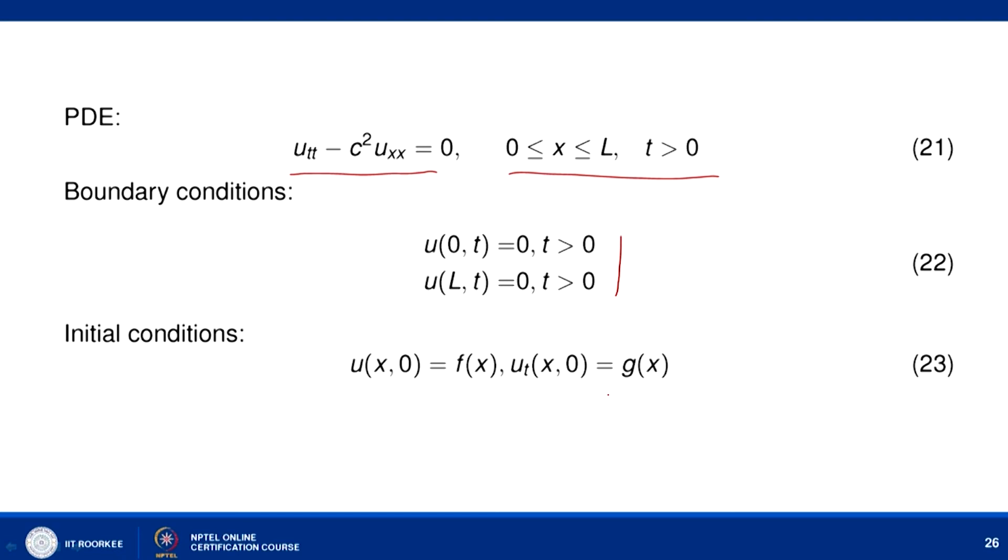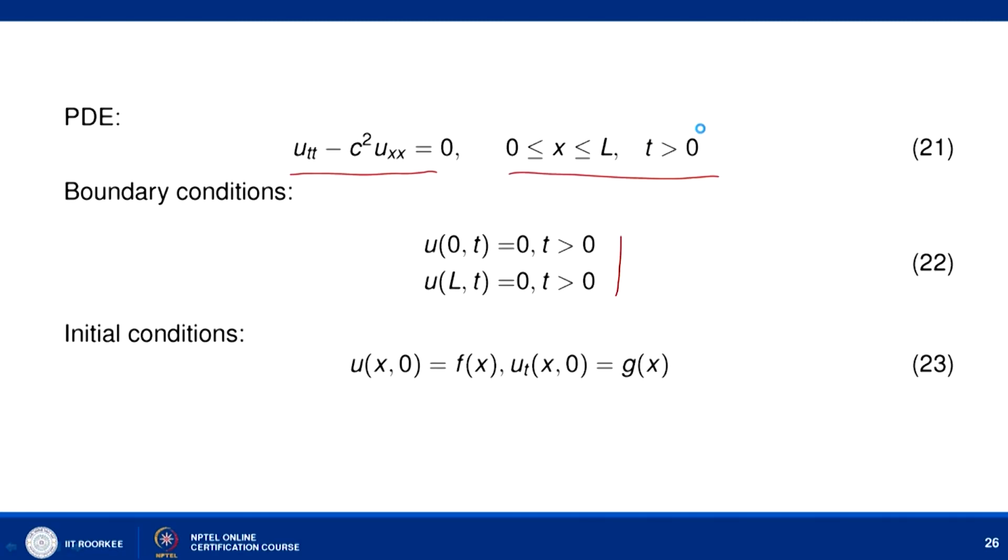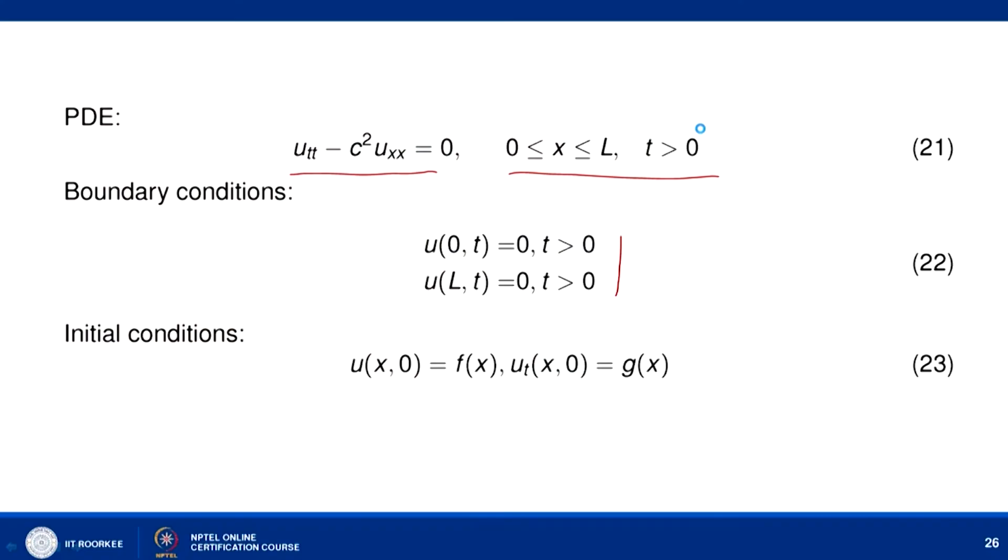So here we consider the same problem, but now we try to solve it in a different manner using the separation of variables method. To obtain the variable separable solution, we assume that u(x,t) is equal to X(x) T(t). Now please remember that you cannot apply the variable separable method to any problem. You need to have your equation separable as well as the boundary separable. So you have to choose your coordinate system in a way such that your equation is separable as well as the boundary is also separable. We will see that here both the equation and the boundary conditions are separable. So let us see what I mean.